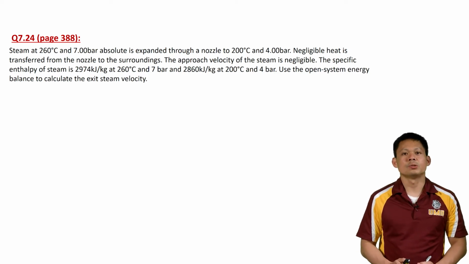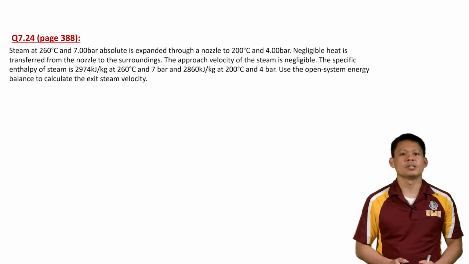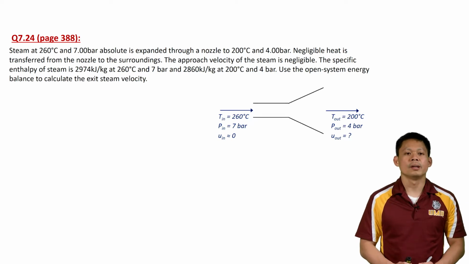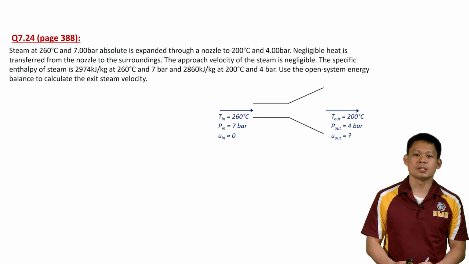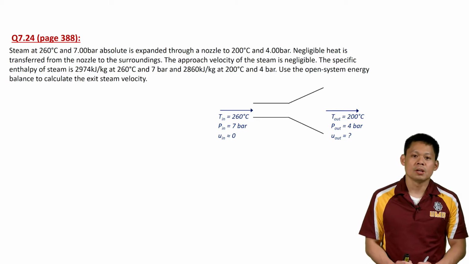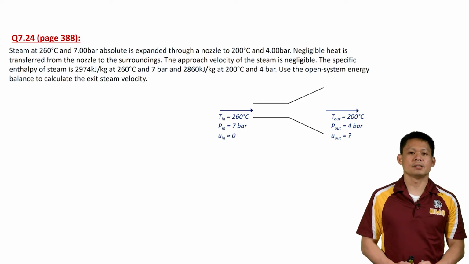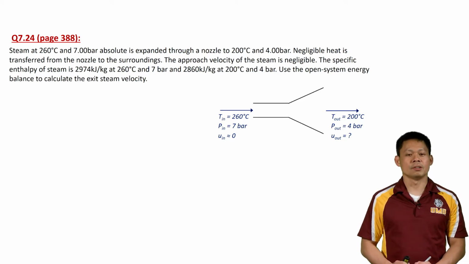Let's draw a visual to help us understand what this question is about. We have this nozzle, with steam coming in and then steam coming out as it's expanded. We have the inlet temperatures and pressures and the outlet temperatures and pressures. We are told to assume that the inlet velocity is 0, and we want to find the outlet velocity.